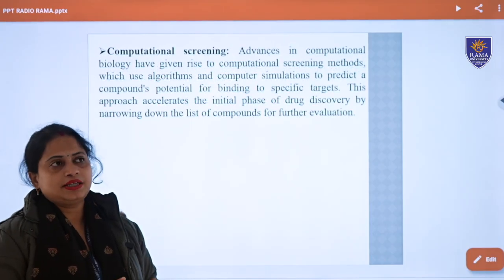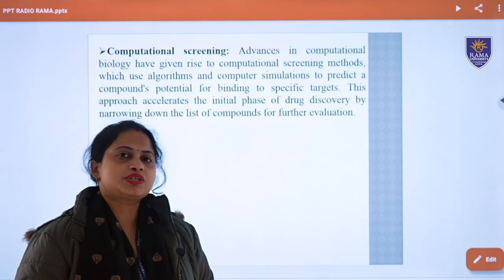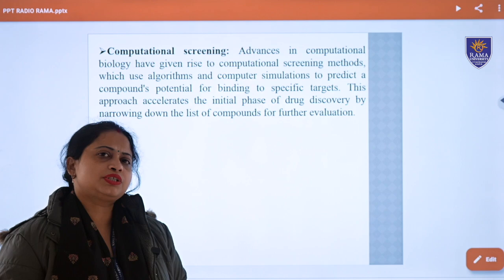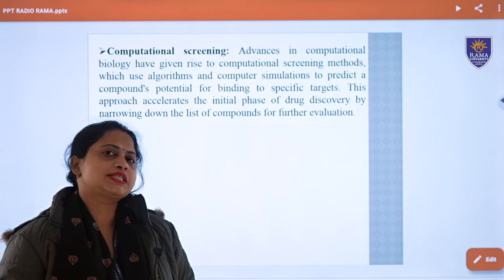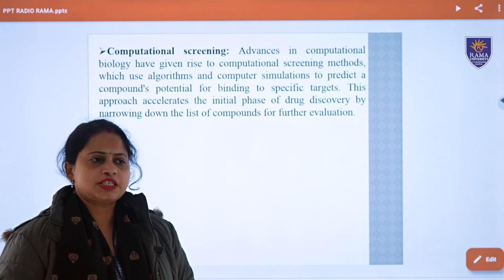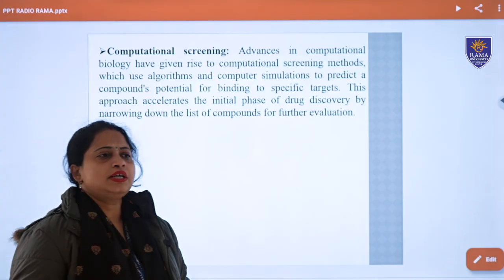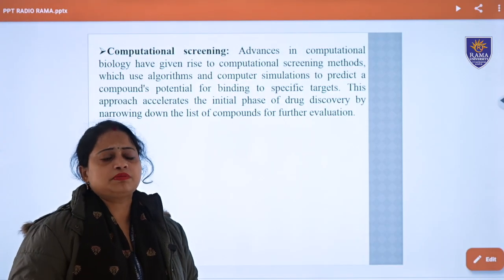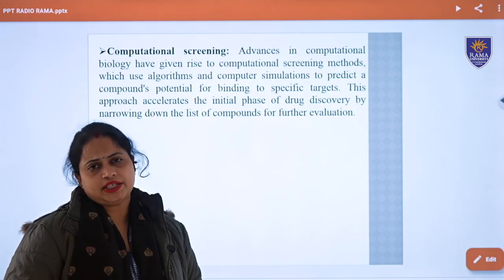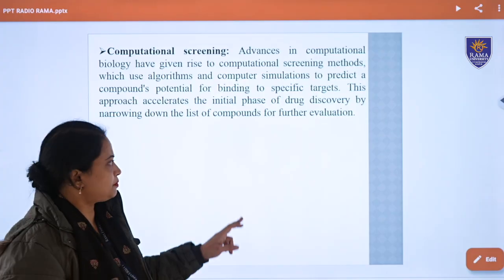Computational models: besides in vitro and in vivo models, we are using computational approaches, that is, in silico studies. In silico studies means molecular docking studies. We are seeing, at the molecular level or receptor binding affinity level, how the drug is working.